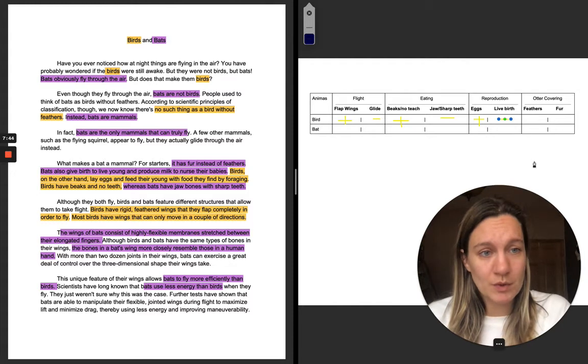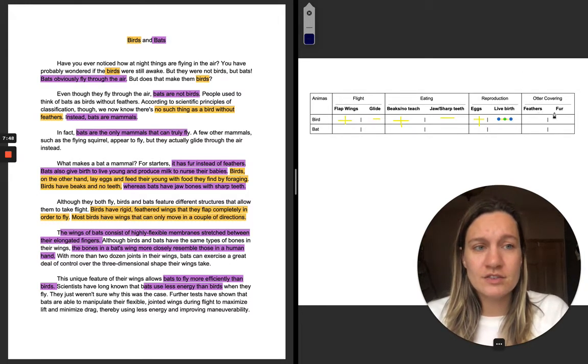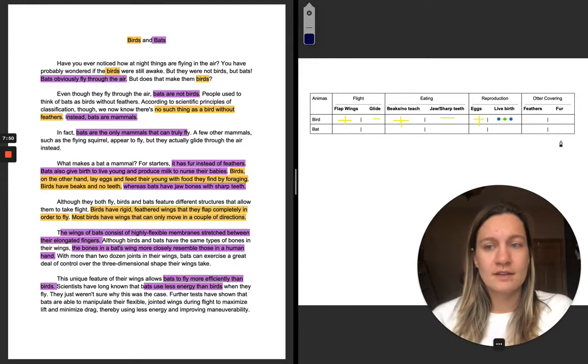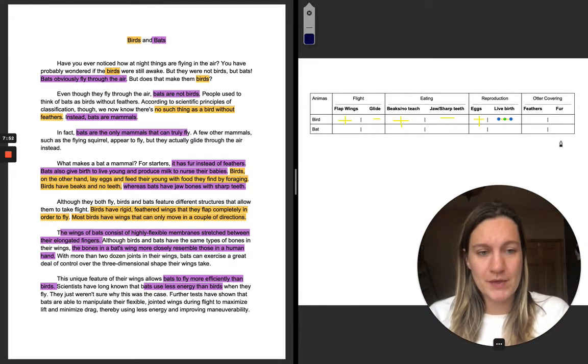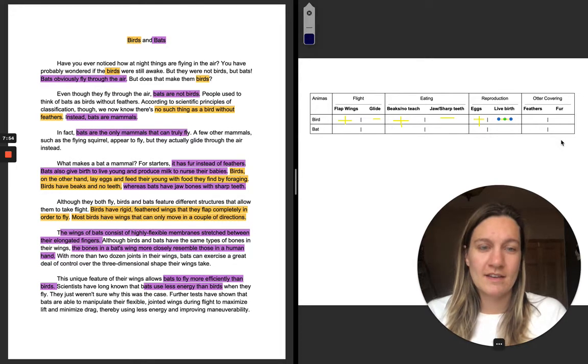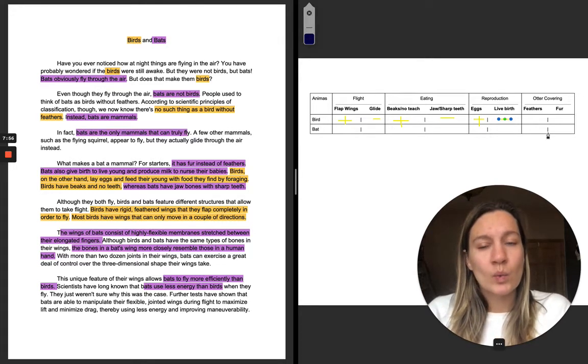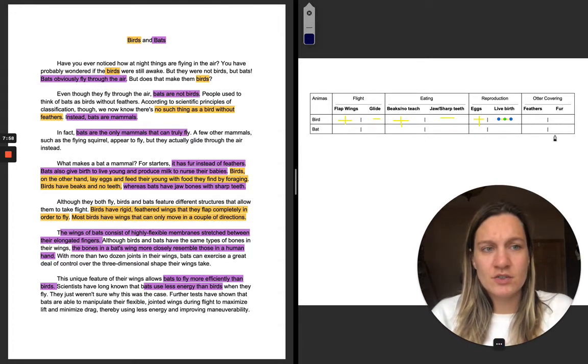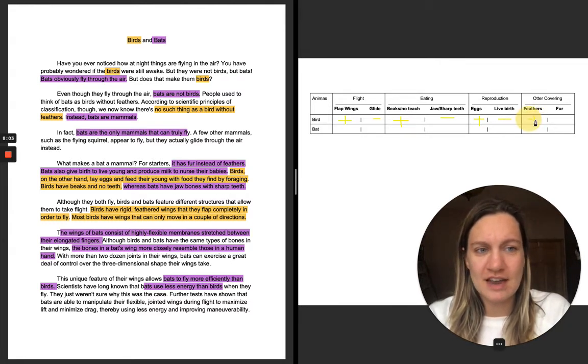I want you guys to work with your partner, and I want you to fill out the outer covering. Do birds have feathers or do they have fur? Talk with your neighbor. See what you guys can come up with. All right, bring it back. Which one do birds have? Do birds have feathers or fur? Yes, you guys are right. Birds have feathers, not fur.